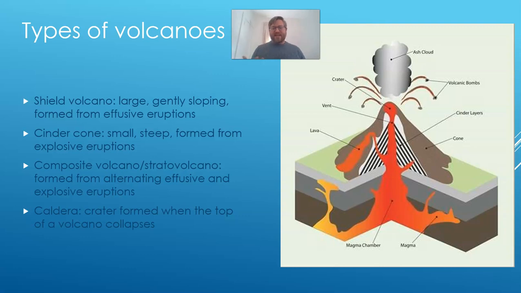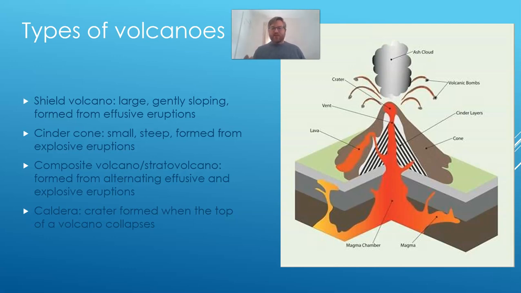Another type of volcanic landform that you can find is a caldera. So when the volcano erupts, it's emptying out the magma chamber that's below it. So there's a spot where all of that magma is sitting until it builds up enough pressure to erupt out of the volcano. And so after the eruption, that magma chamber is going to be emptied.